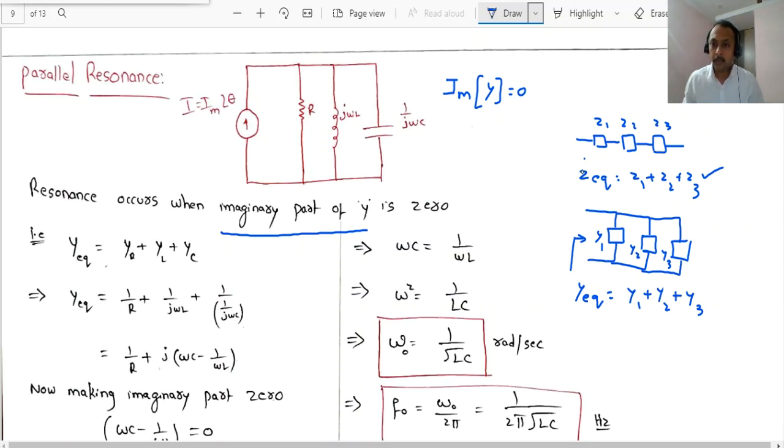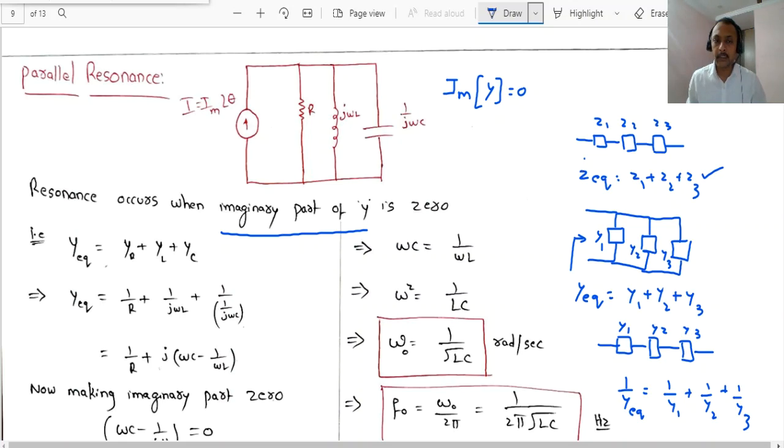For example, if admittances Y1, Y2 and Y3 are in series, then we have to take 1 by Y equivalent equal to 1 by Y1 plus 1 by Y2 plus 1 by Y3. These four basics are very important. If you understand these basics, then the next step you will not find difficult.